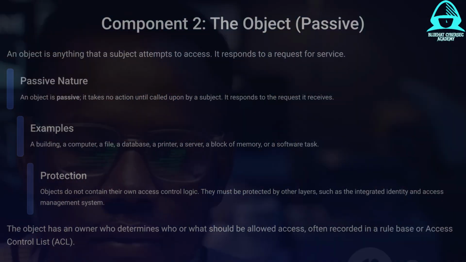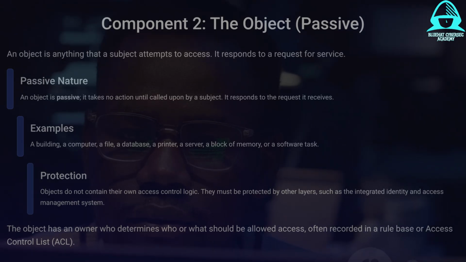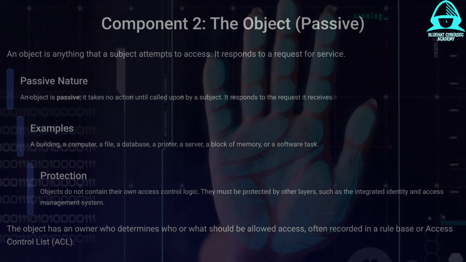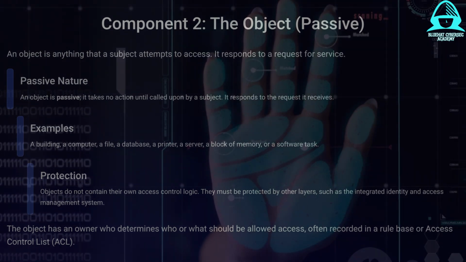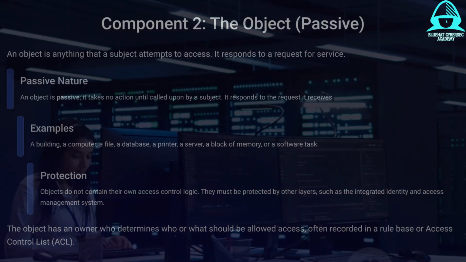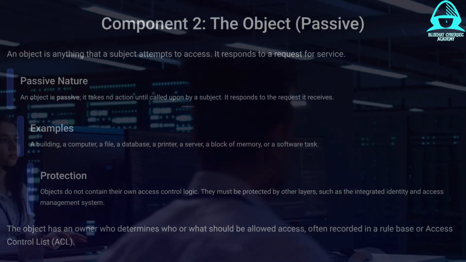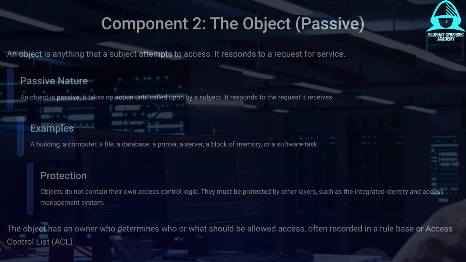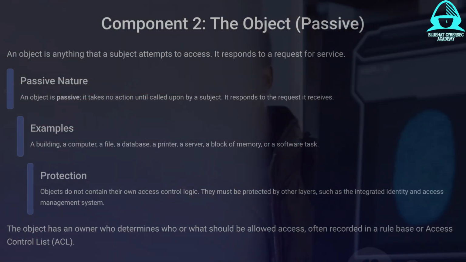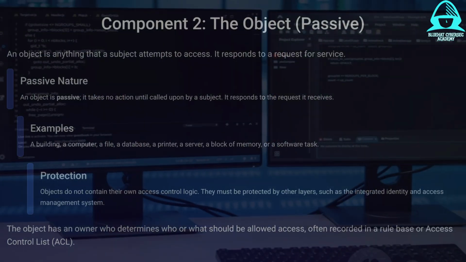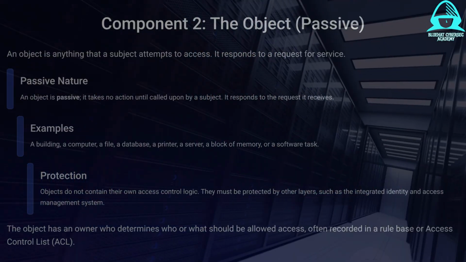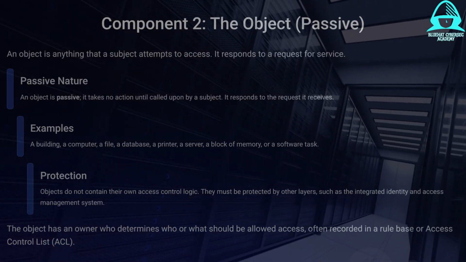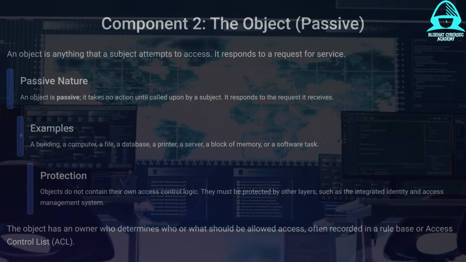Each object has an owner, and the owner gets to decide who or what should be allowed access to their object. Quite often, the rules for access are recorded in a rule base or an access control list. So, an object can be a building, a computer, a file, a database, a printer or scanner, a server, a communications resource, a block of memory, an input or output port, a person, a software task, a thread, or a process. Basically, it's anything that provides service to a user. Objects are passive, they respond to requests, and they may even have a classification.